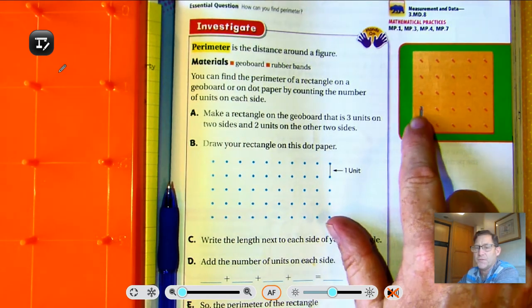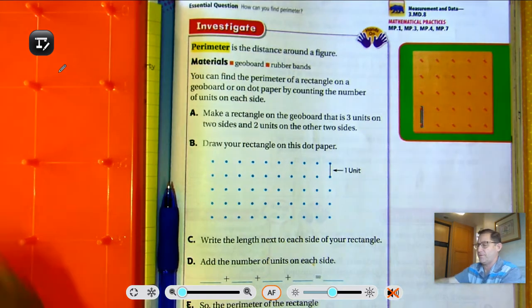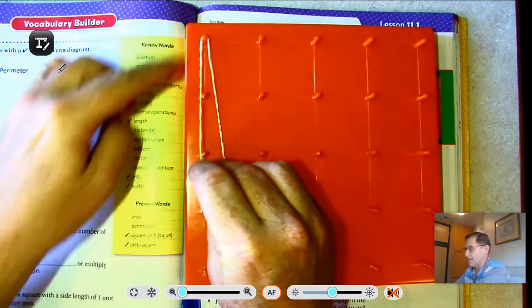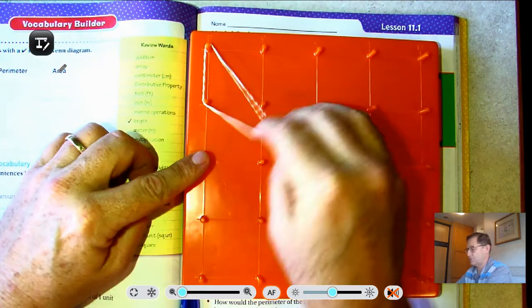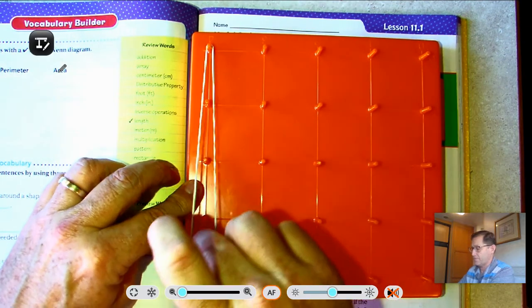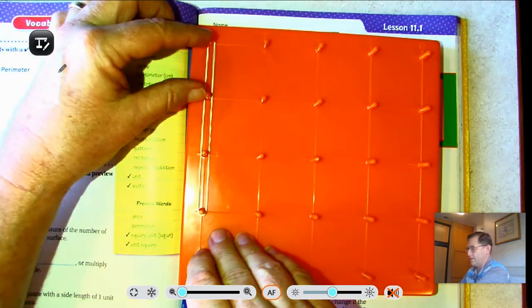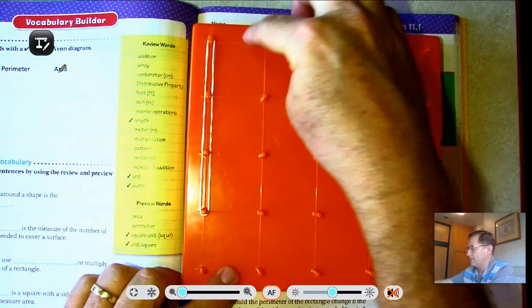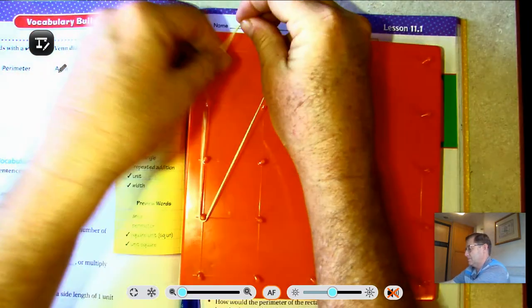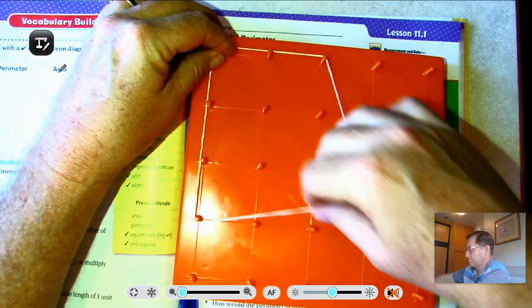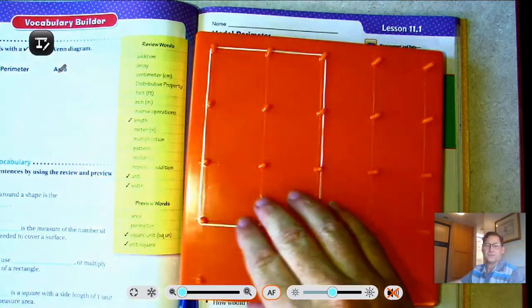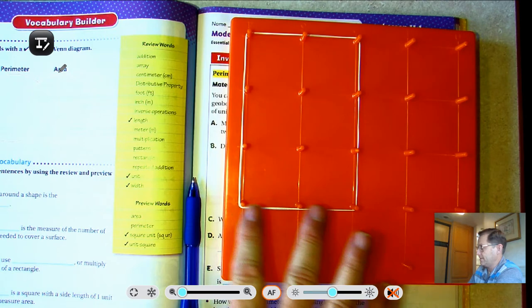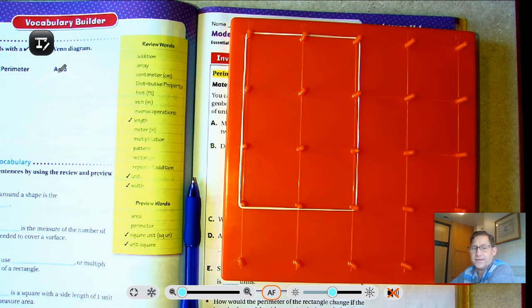In the picture, this is showing me 1 unit. So we want 3 units. So let's look at our paper here, our geoboard. And so we have, this is 1, 2, 3. So let's look at that. 1, 2, 3. And then we want 2 on another side. So 1, 2. Okay, so let's see if we've got that. Do we have 3 units on one side? 1, 2, 3. Then we have 1, 2 on this side. So that would be what they're asking us to do.